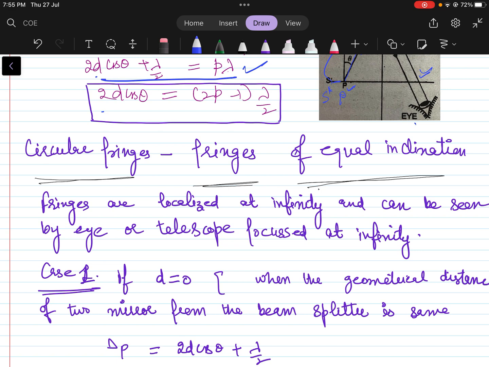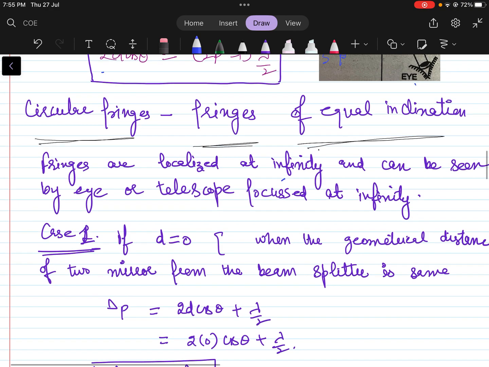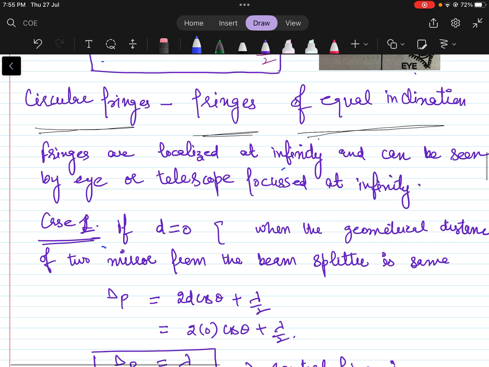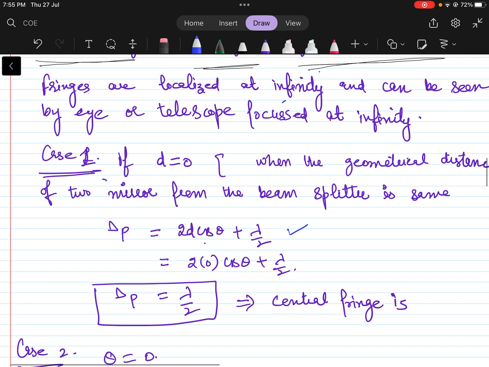Circular fringes, the fringes of equal inclination. Fringes are localized at infinity and can be seen by eye or telescope focused at infinity. In this case there are three cases. If d is equal to 0, then delta p is equal to 2d cos theta plus lambda by 2, so when you put d equal to 0, delta p is equal to lambda by 2. What about the central fringe? The central fringe will be dark.